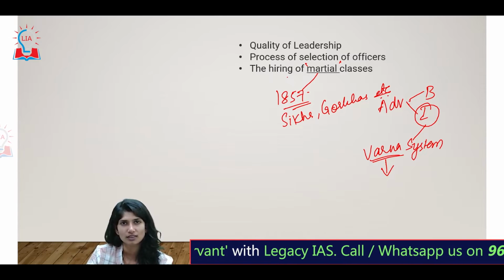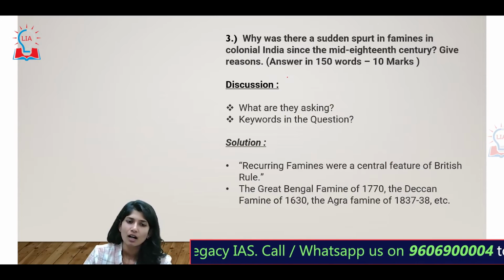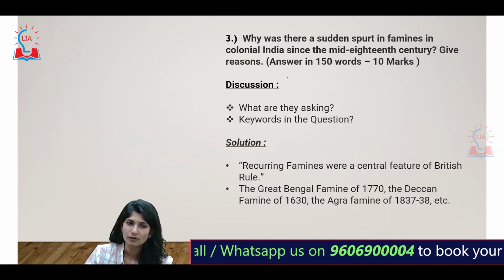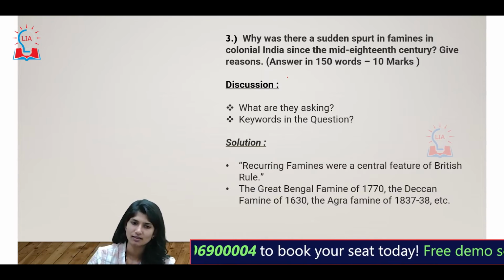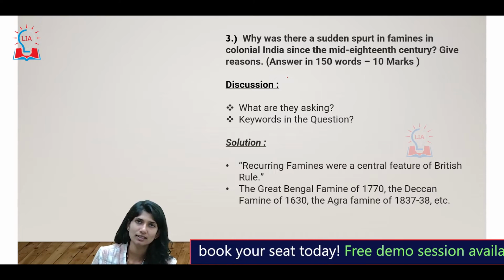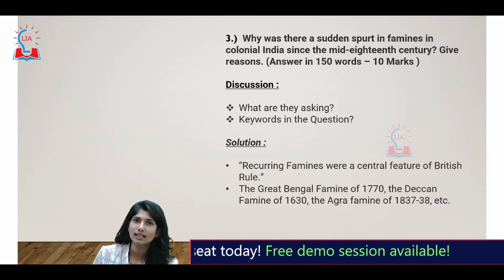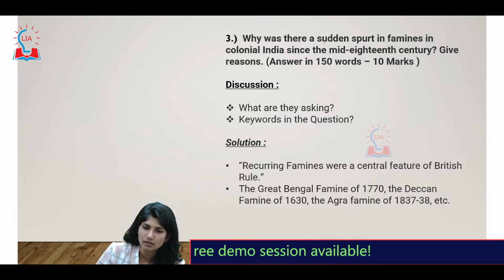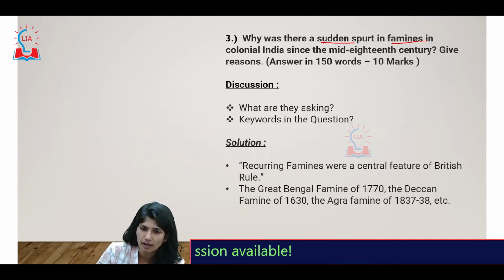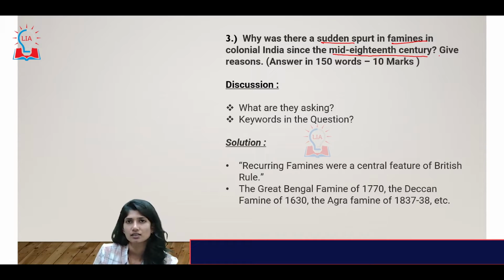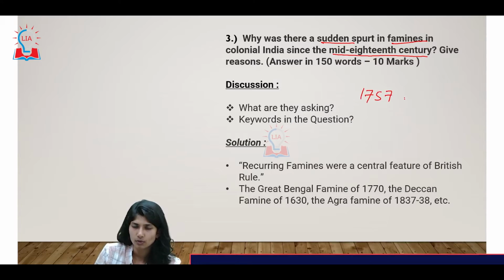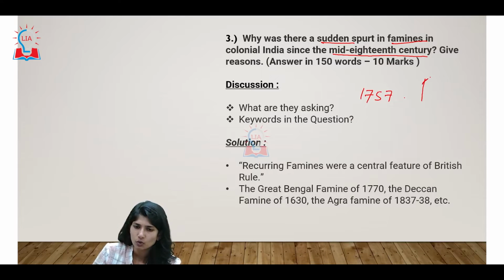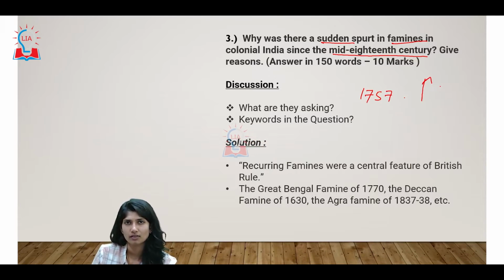Alright, let's move on to the next question. Why was there a sudden spurt in famines in colonial India since the mid 18th century? Give reasons. Okay, 150 words. It's a 10-mark question. What are the keywords in this question? Sudden spurt, famines, colonial India, mid 18th century. That is, 1757 onwards. Why is there so much increase in famines?